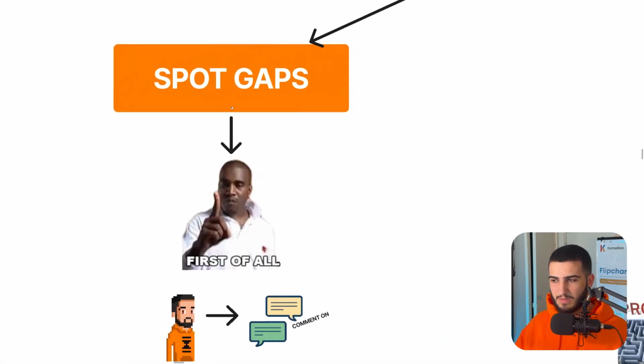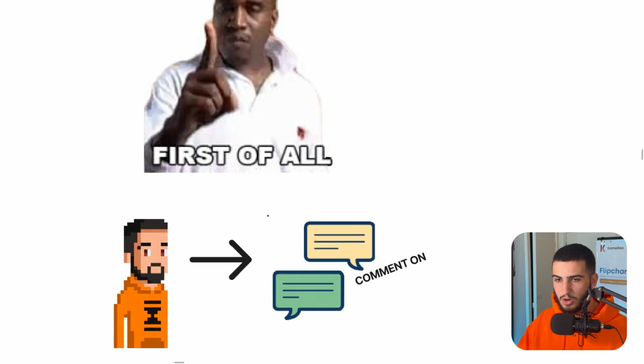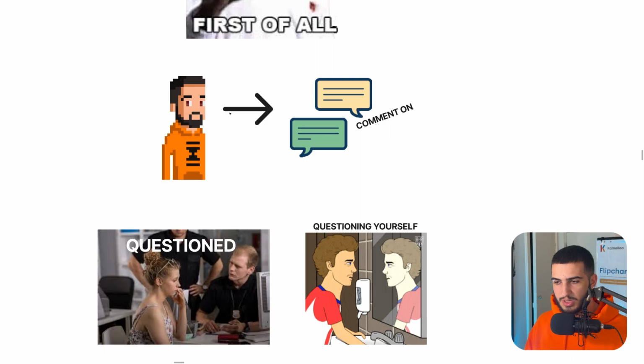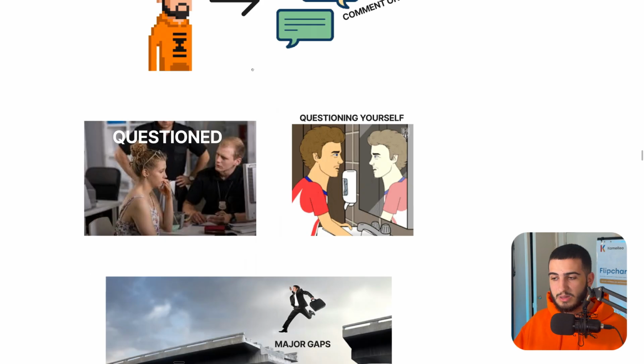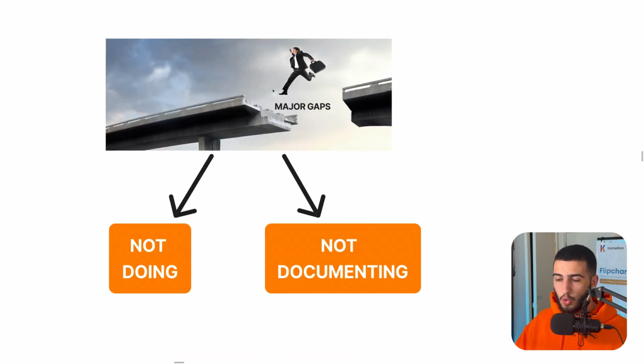So firstly, spot gaps. Now this is probably the first thing that people that we work with actually comment on as we're going through the process. I'll explain why. Throughout this whole process, we're questioning our different partners, but they also question themselves. As they're explaining what they're currently doing, they always are able to identify major gaps in things that they're not doing or just not documented, for example. Like I said, this is probably the biggest thing that people realize straight away.